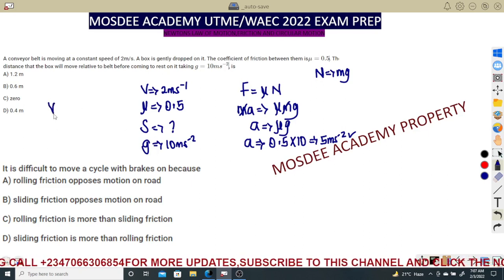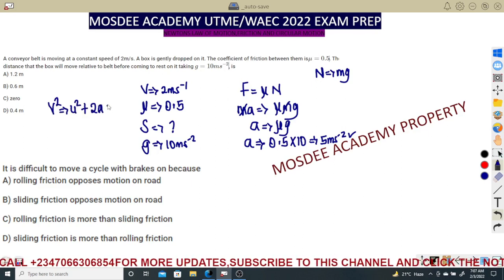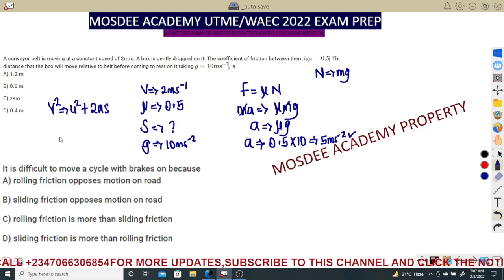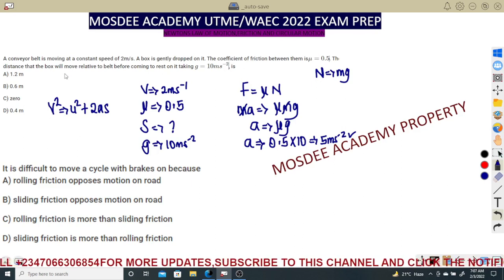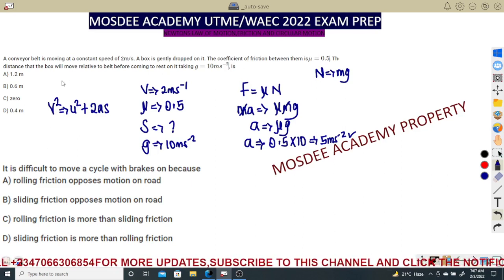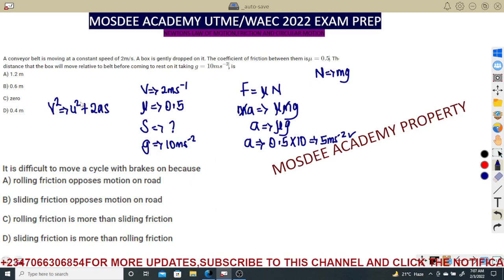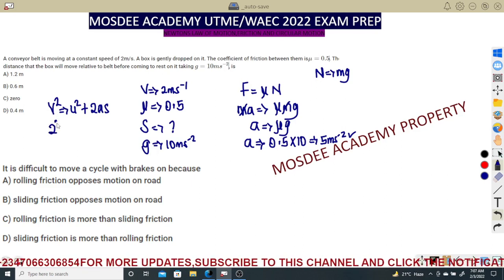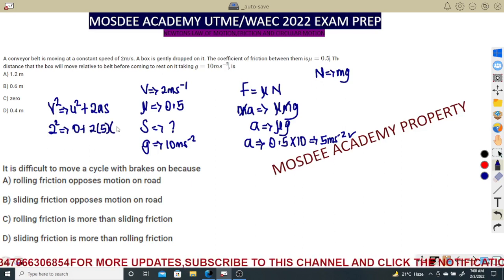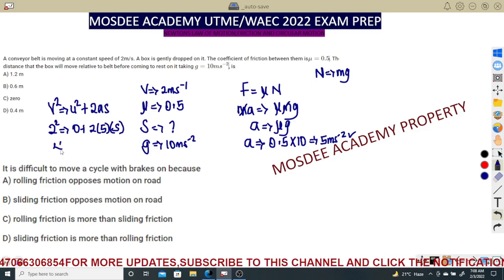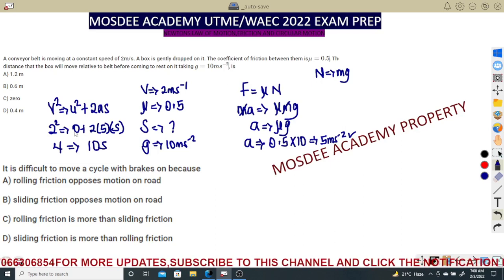From my equation of motion, v squared equals u squared plus 2as. I'm looking for s. It should be minus 2as because it is decelerating, you know what I mean by that. Please note that. Okay, we have v squared. What is my v? 2 squared equals 0 plus 2 times 5 multiplied by the distance you are looking for. 2 squared is 4, which equals 10s. On simplification, 2 times 5 is 10.